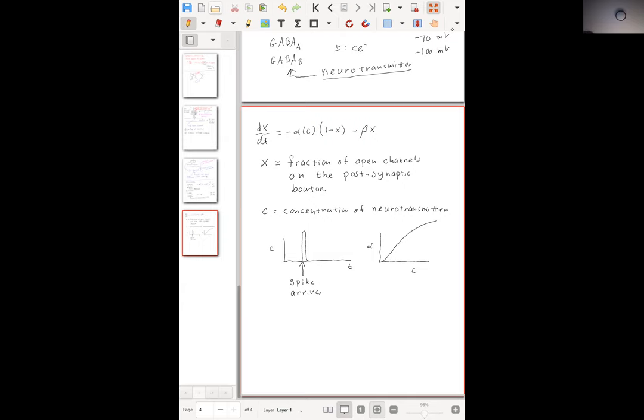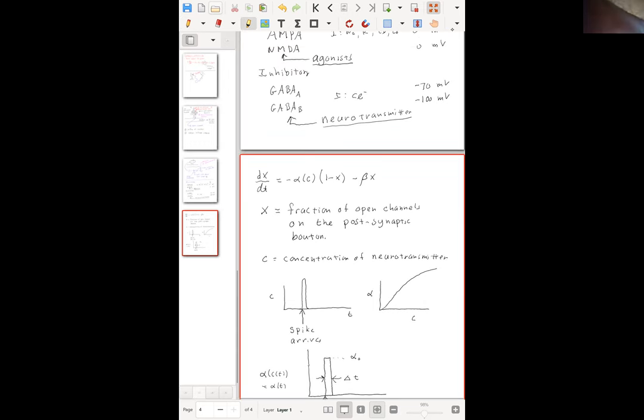We're going to abstract this picture. We really care about alpha of C as a function of time, which we can just write as alpha of t. Again, this is when a spike arrives. It goes, approximately, up very rapidly, peaking at alpha naught, and then coming down. So this top is alpha naught, and the time it's open is delta t. What we want to do now is solve this equation, dx dt equals minus alpha of C times one minus x, minus beta x.